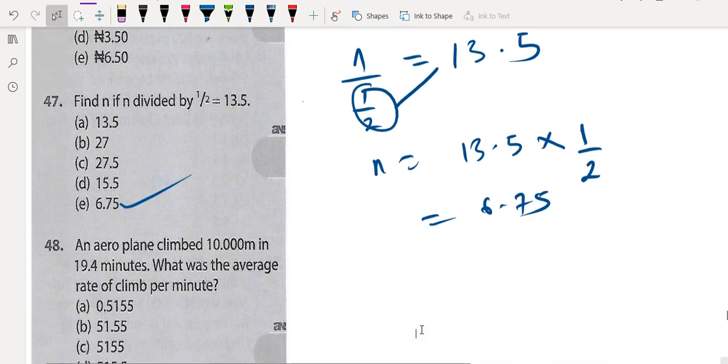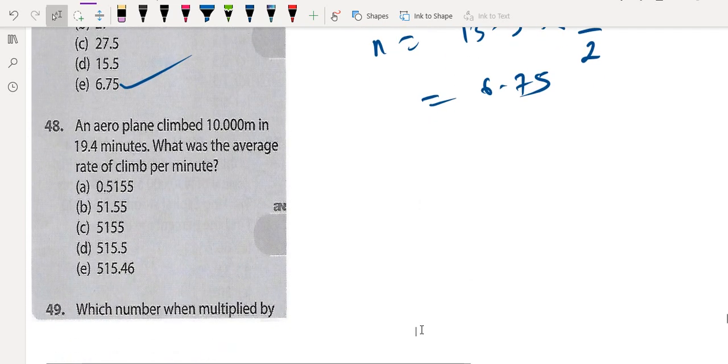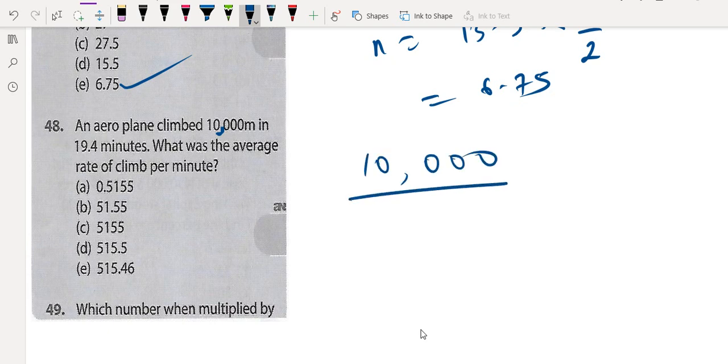Number 48, please. An airplane climbed 10,000 meters in 19.4 minutes. What's the average rate of climb per minute? This should be 10,000. So how can we get the average speed? Distance over time. Now they say we should calculate per minute. So it is 10,000 over what? 19.4. So it will be 10,000 over 19.4. And that's what?